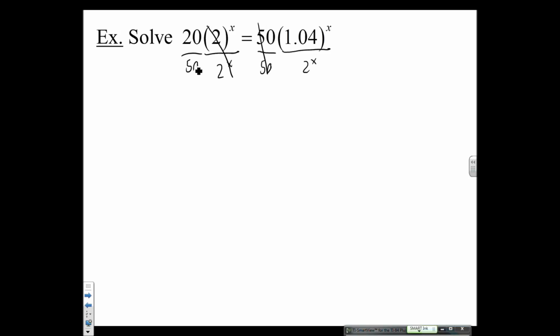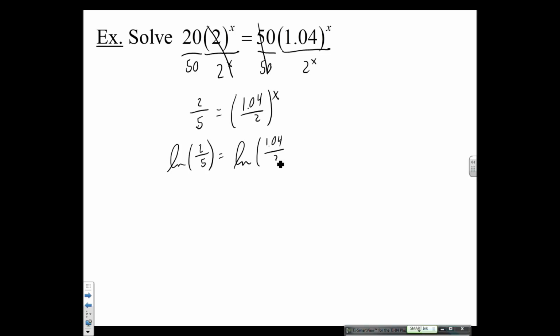And so I get, if I reduce this fraction, 2/5 equals 1.04 divided by 2 to the x power. Okay, basically get the exponent by itself. And then to get rid of this exponential, we're going to do the inverse, which would be the logarithm. I'm going to take the natural log of 2 over 5. On the other side, the natural log of 1.04 over 2 to the x. I mentioned this previously, but I'm using the natural log.